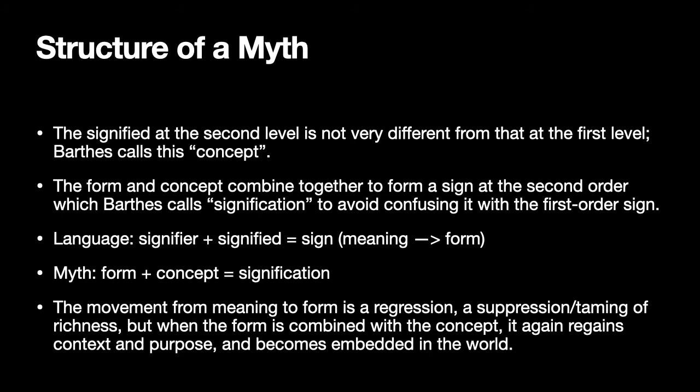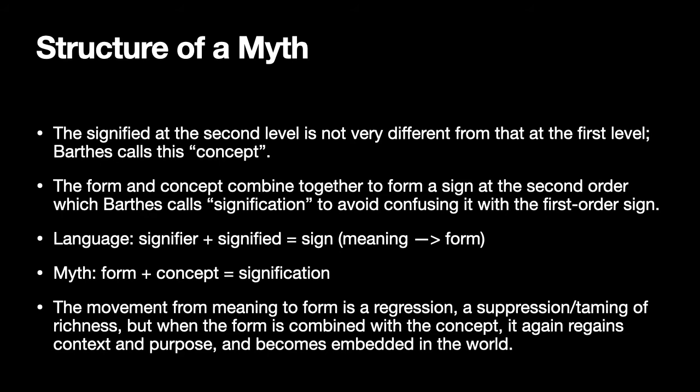Now this will become clearer if we look at it in the form of a formula, an equation. First level, language. Here signifier plus signified combine together to form sign. And this sign is what Barthes calls meaning. But this meaning, if it is emptied out of its richness and used as a signifier again, is no longer meaning, it becomes what Barthes calls form. And this form is the first element. It is the signifier at the second order, which is the level of myth.